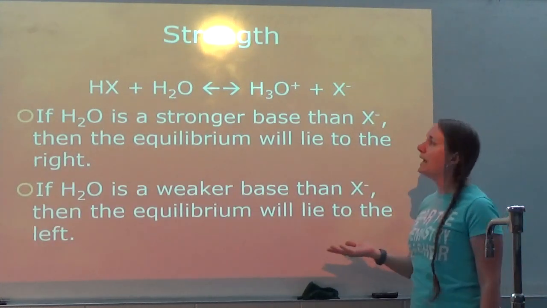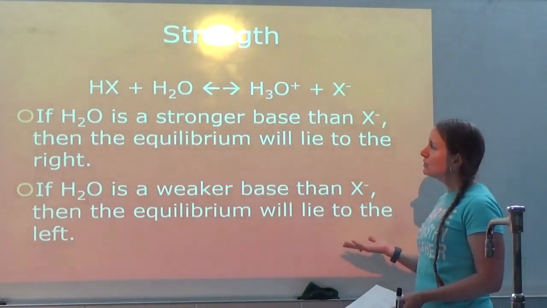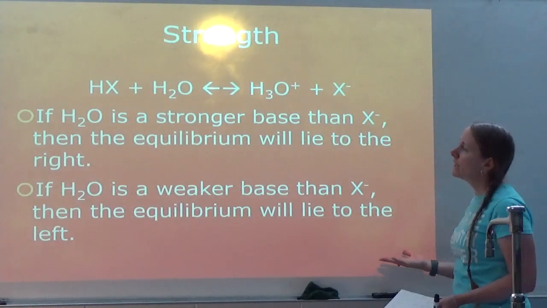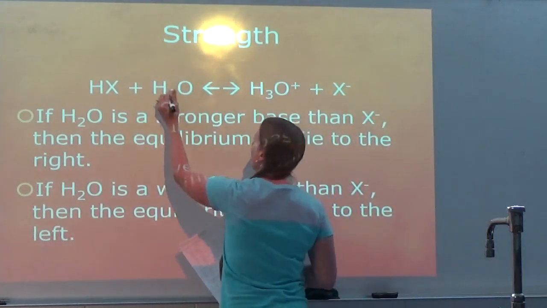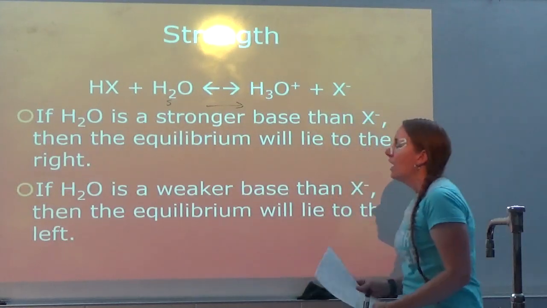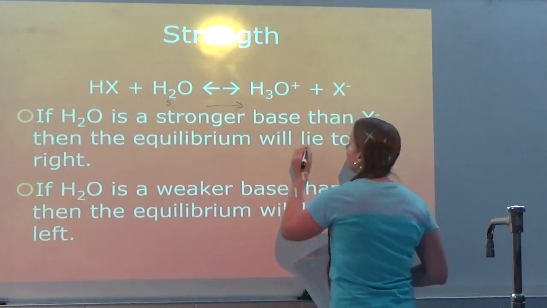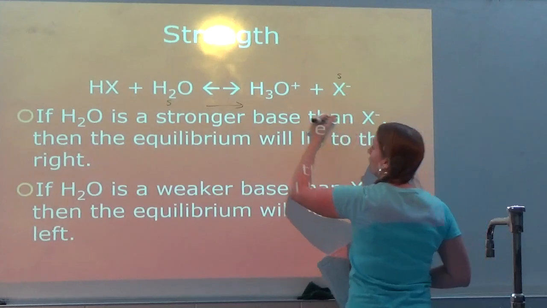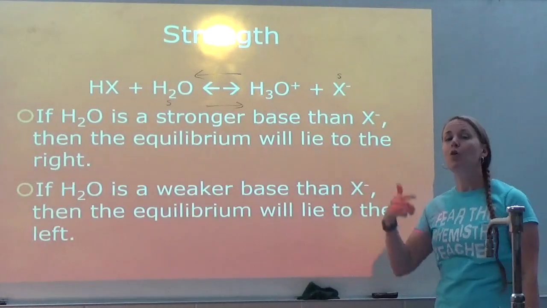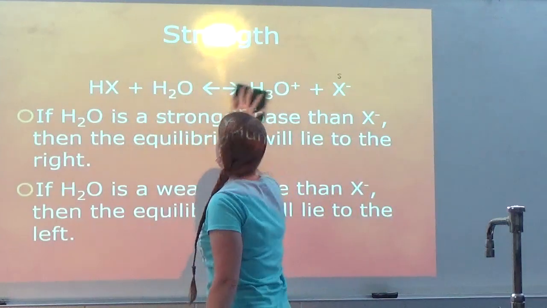When we're talking about strength, sometimes they just like to give you a reaction and ask which one is the stronger acid or stronger base. If H2O is the stronger base than X minus, then the equilibrium will lie to the right. If H2O is the weaker base, then equilibrium lies to the left. So if X minus is the stronger base, it's going to go this way. In other words, the reaction will always proceed away from the stronger acid or base. That's what you need to pick up from this.